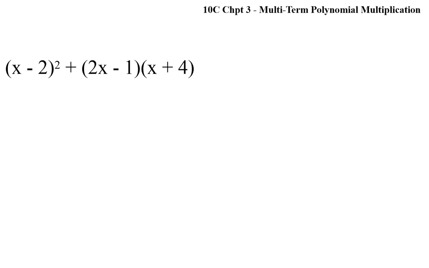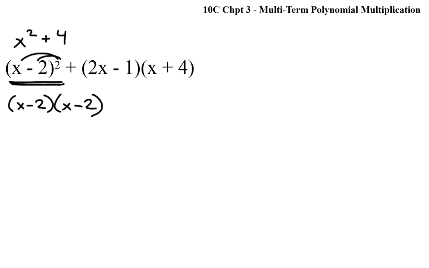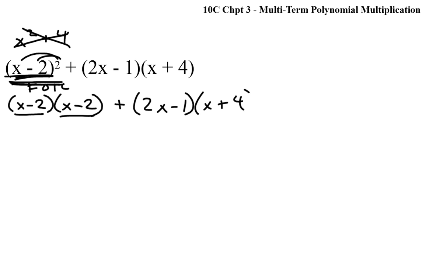So this last one, what do we have to be careful of here? We want to make sure we write this out as x minus 2 times x minus 2. Don't just shortcut it and say, oh, x squared, negative 2 is positive 4. That's not correct. We need the FOIL steps, because it's x minus 2 times x minus 2 plus 2x minus 1 times x plus 4. So we have FOIL here, we have FOIL here.